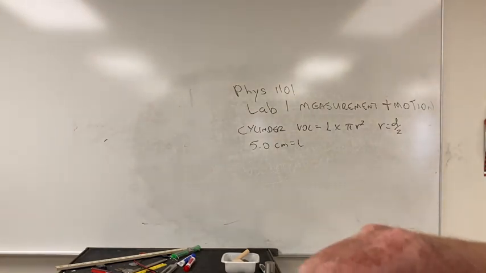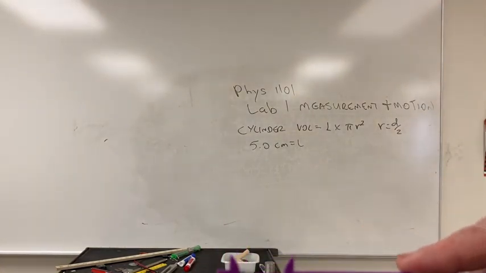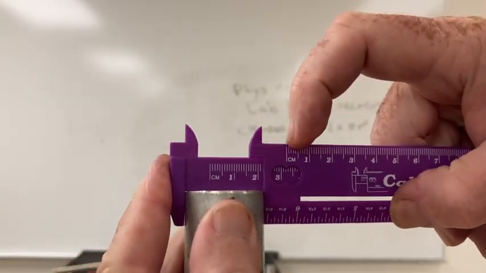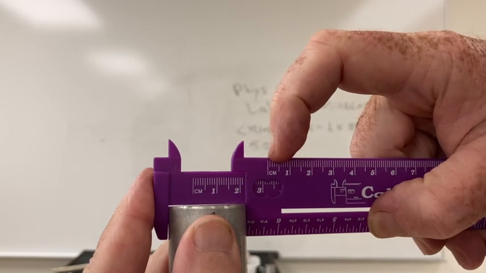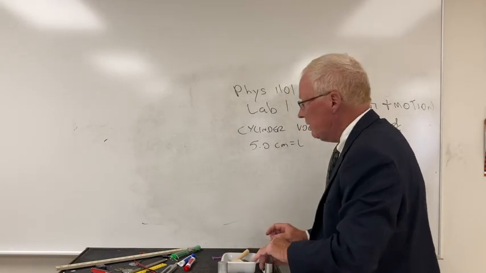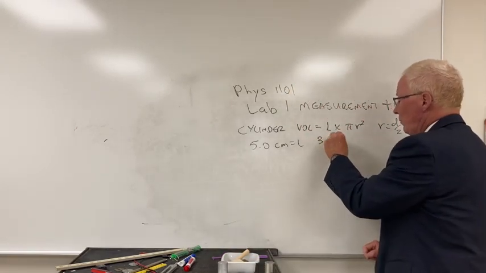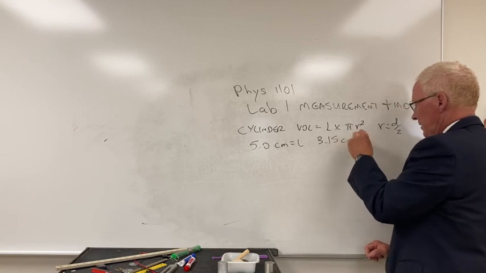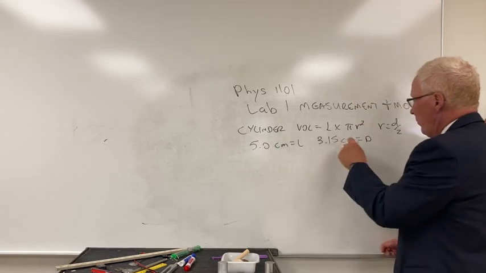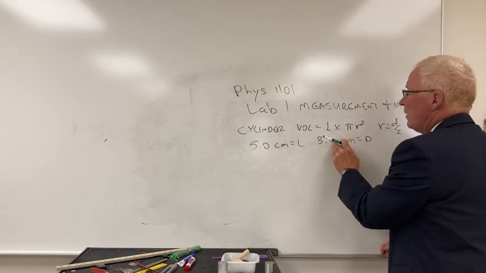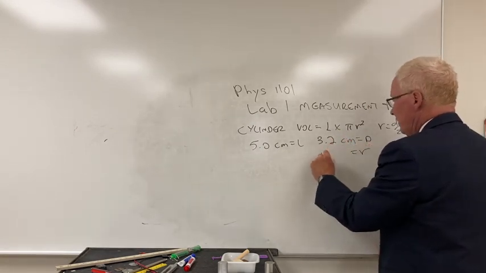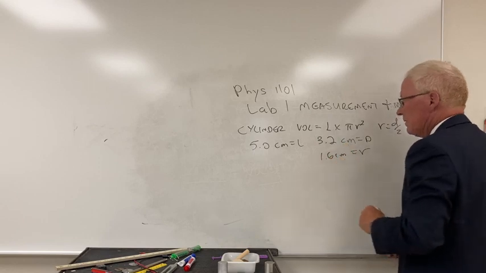The diameter of this thing, as I can show, looking at here, is about halfway between 3.1 and 3.2. So I'll call it halfway in between, 3.15 centimeters is the diameter. All right, so approximately we can round this up to 3.2 centimeters. So then the radius is half of that, or 1.6 centimeters.